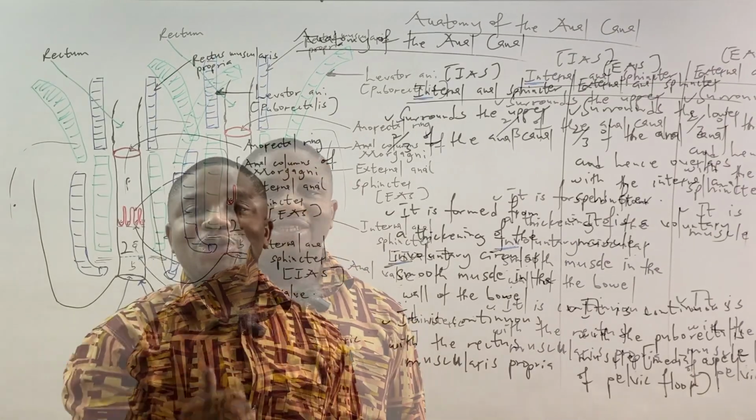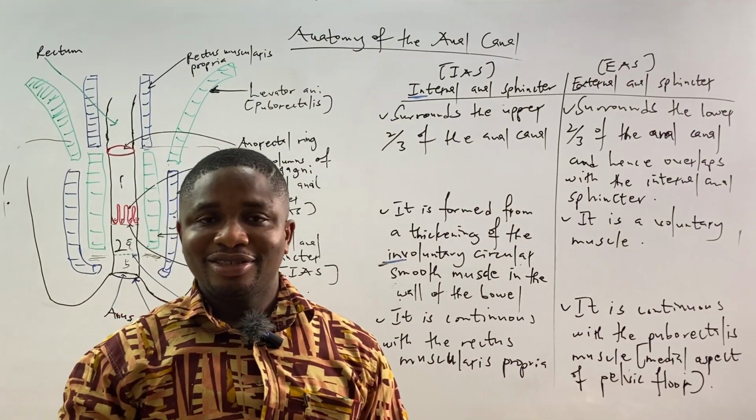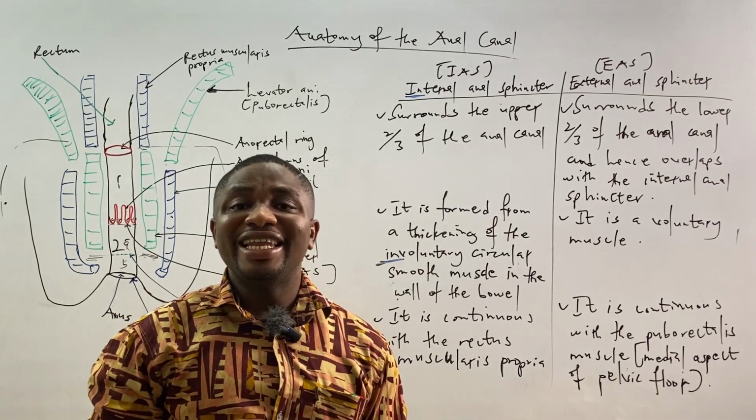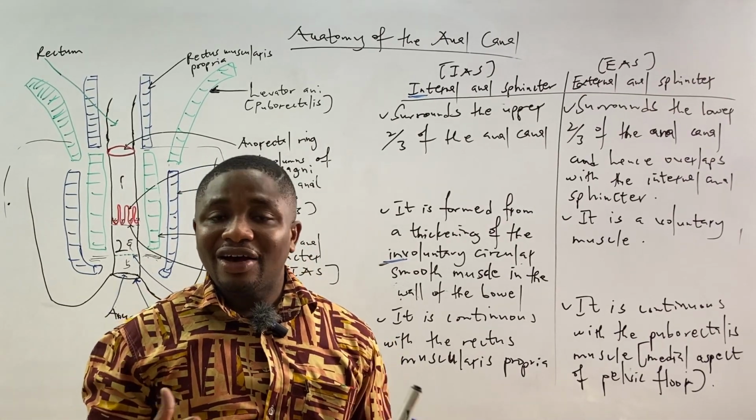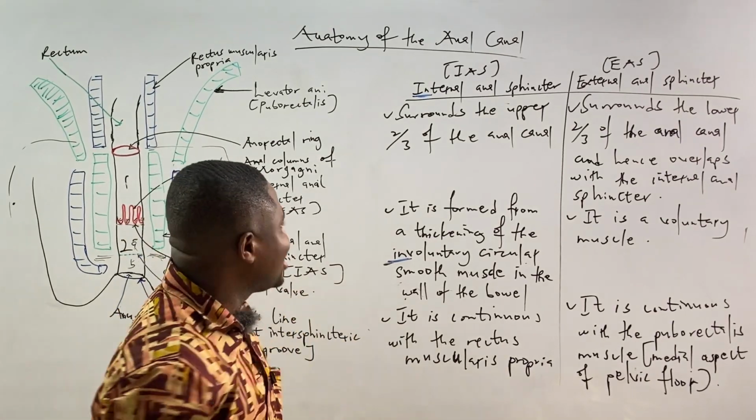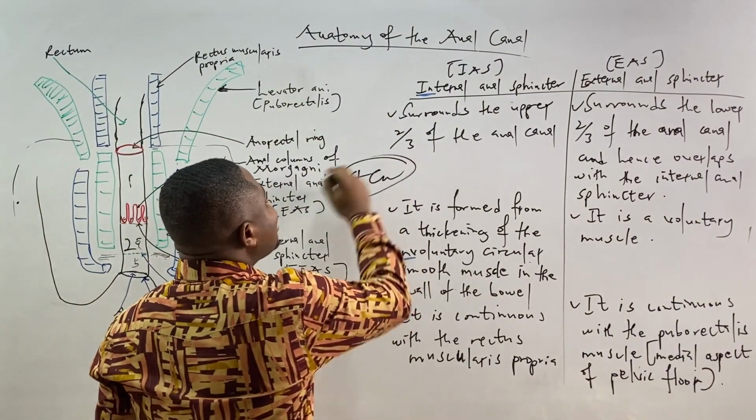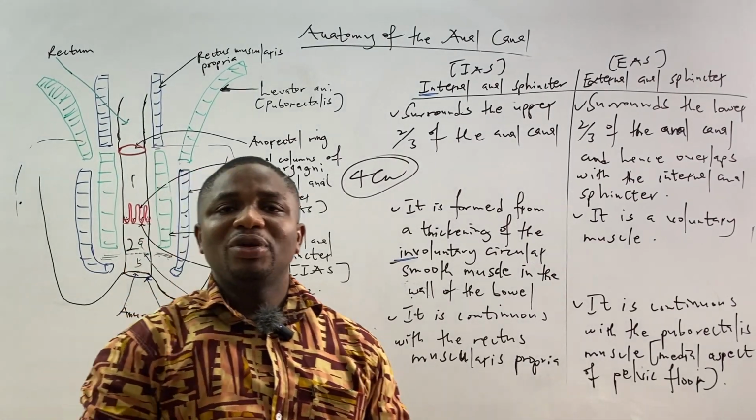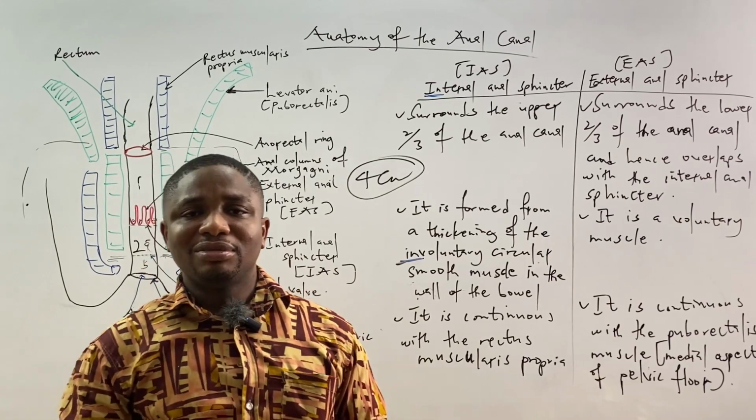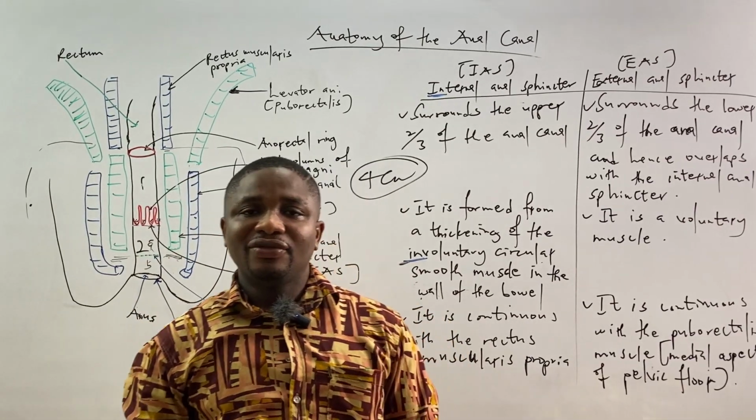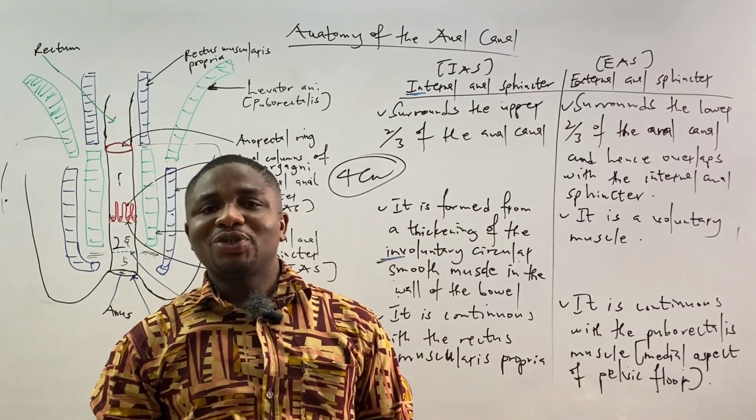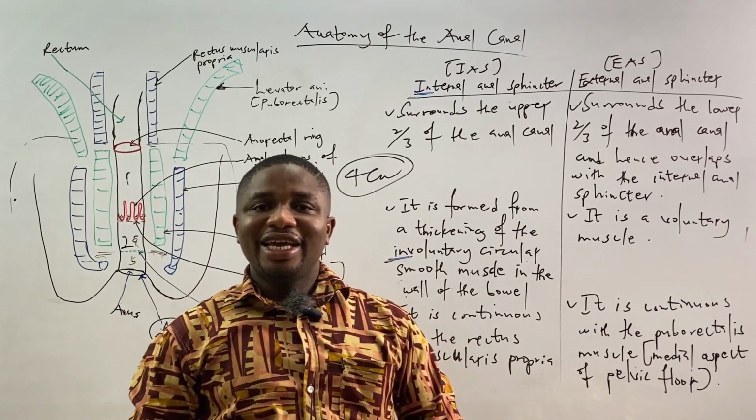I hope you should also know that the anal canal, in general, is 4 centimeters in length. That is on average. But if you look at the range, it could vary from 3 centimeters to 5 centimeters, and on average 4 centimeters in length. Let's move on to the neurovascular supply of the anal canal.